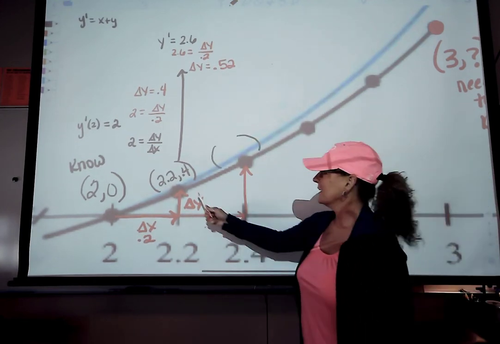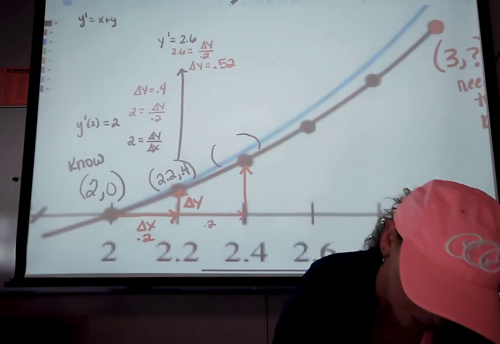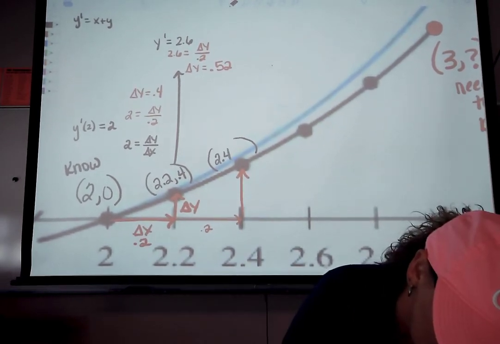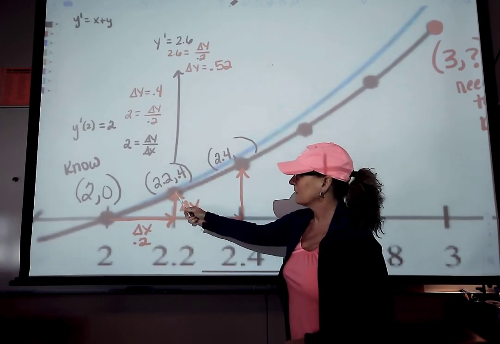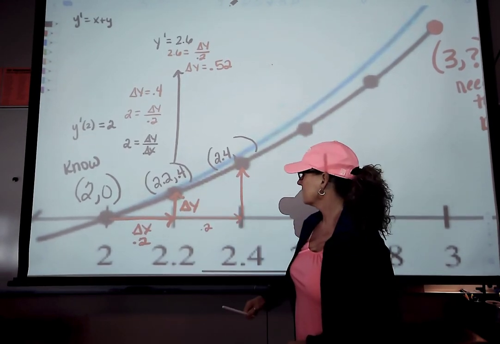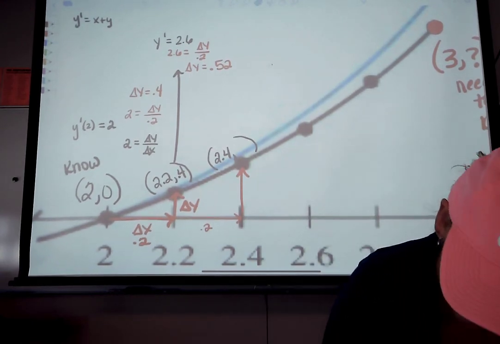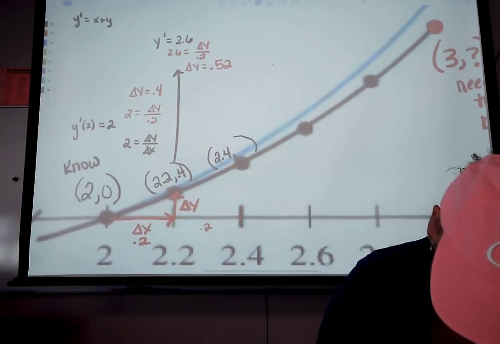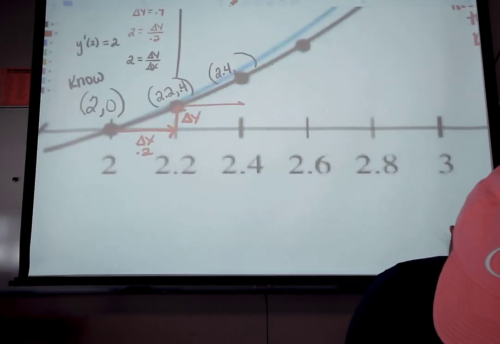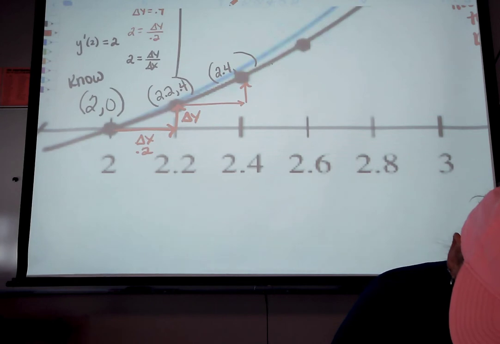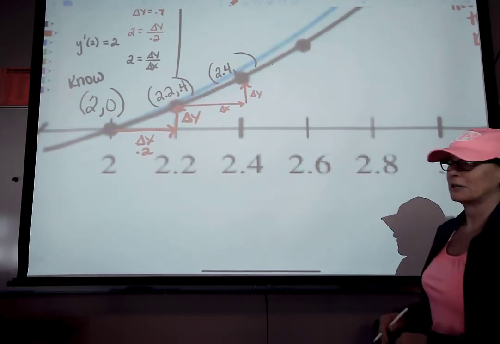So new ordered pair. This one was 2.2. This is how much x changed, 2.4. This was my y. I drew that wrong. Hold on. Delta x, delta y. Ah, much better.